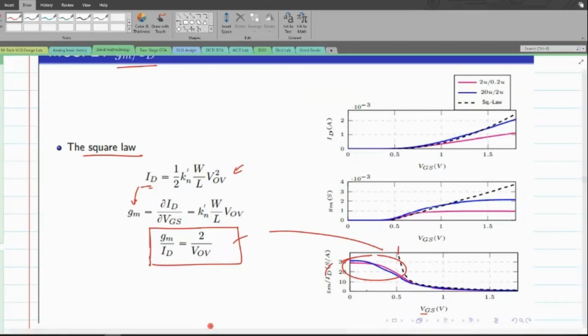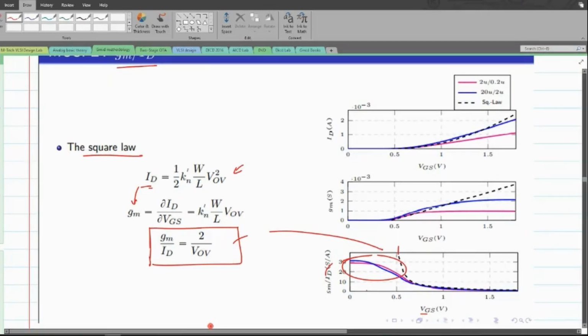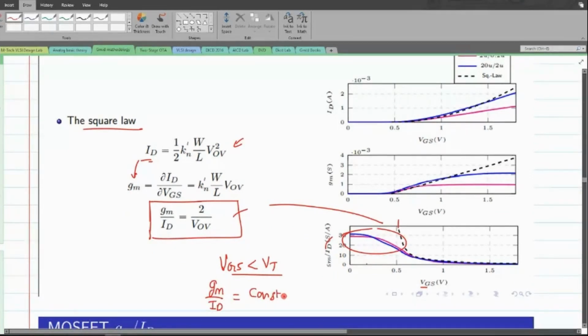Also, one more thing that we could see is that this GM over ID becomes a constant. The ratio of GM over ID is constant whenever we deal with a value of VGS that is less than the value of VT. Now, what does it convey?